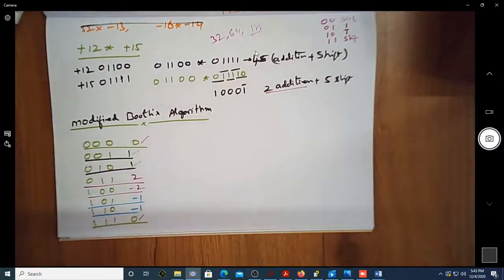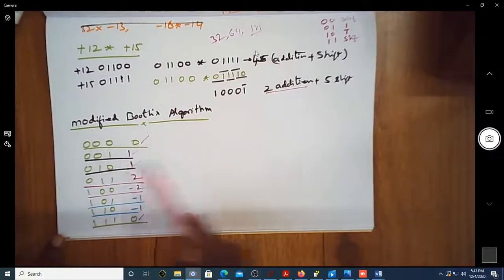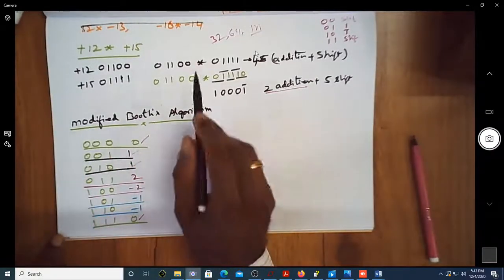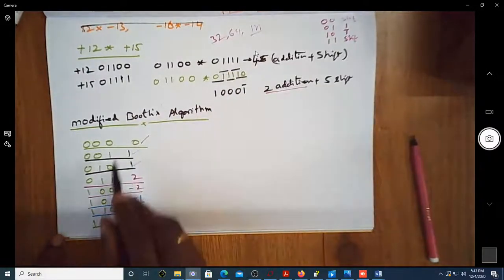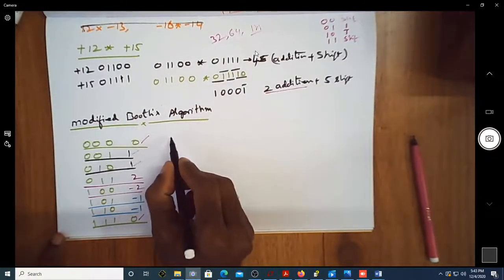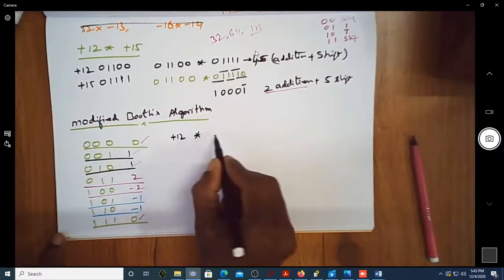So let us use this modified Booth's algorithm and write the corresponding modified multiplier. We know that plus 12 happens to be the same thing; now you have to do plus 12 into plus 15.